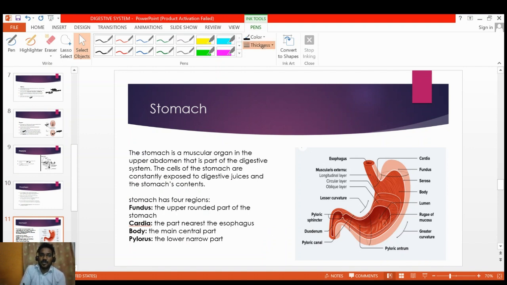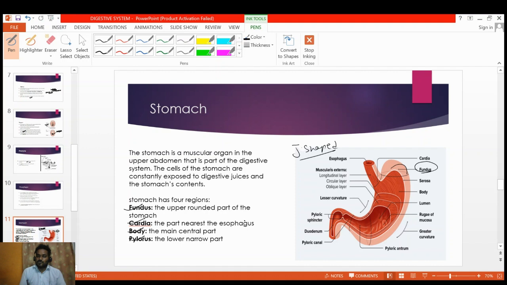As you can simply observe in the figure, it's simply J-shaped. It comprises different specific regions, students: the fundus, cardiac, body, and pylorus region. This fundus region is the upper round part of the stomach. As you can observe, this portion is the fundus region.